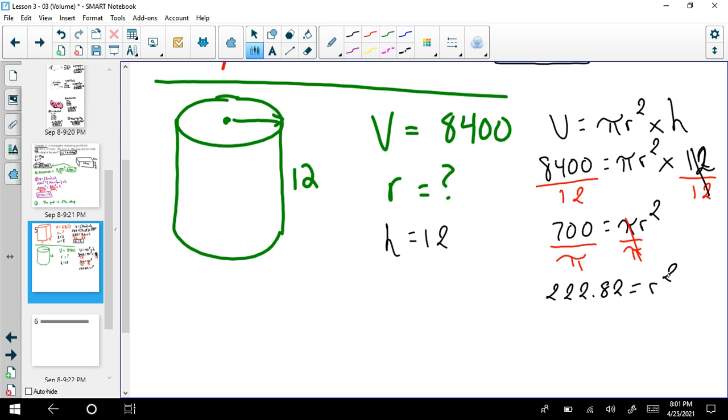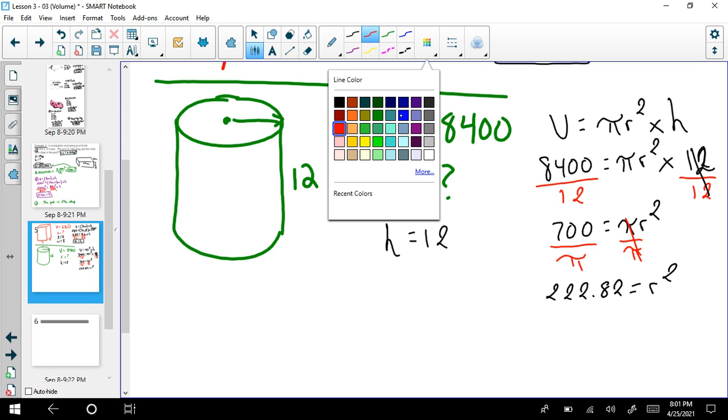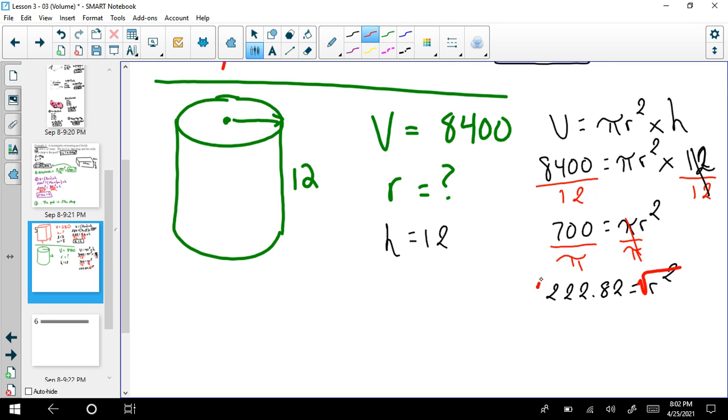And now I need to get rid of this squared. So to get rid of this squared, I'm going to square root both sides. I'm going to square root this side, square root this side, and that's going to get rid of the square on that side. So 222.82 square rooted is going to give me 14.927 equals r. So my radius is 14.927.